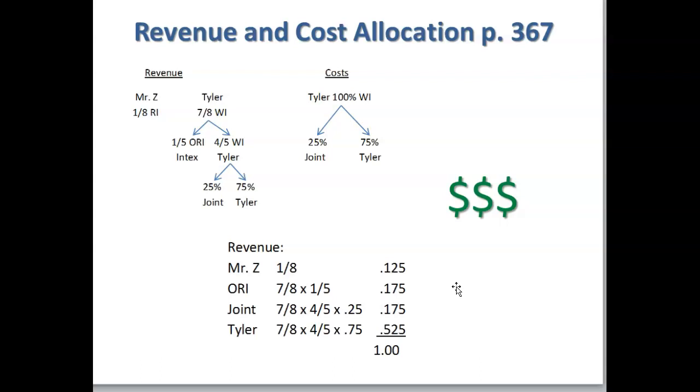0.175. And Tyler has 7/8 times 4/5 times 0.75. Tyler has 0.525 of the revenue. As you can see, they add up to 100%, and you can multiply them and work up or down the tree from the different percentages. So for example, on Tyler's 7/8 times 4/5 times 75%.